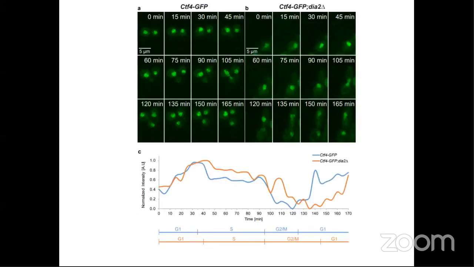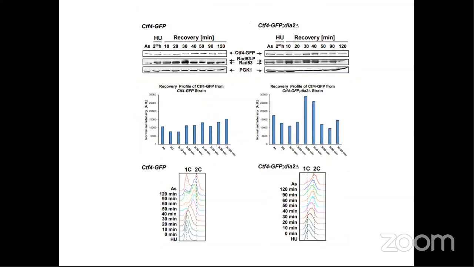Now, the next step was to see what happens at a singular cell level. So we conducted a lot of live cell imaging experiments. And as you can see from the graph immediately, at the end of the G2M phase of the cell cycle, there is a higher amount of protein in the strain where DIA2 is deleted. Now, we wanted to see if this is a single time event or this happens with the bulk of the cells. So we conducted whole protein extracts.